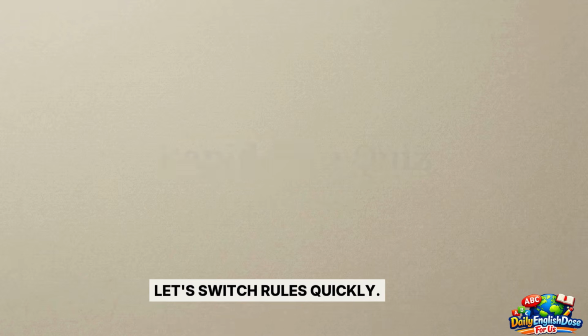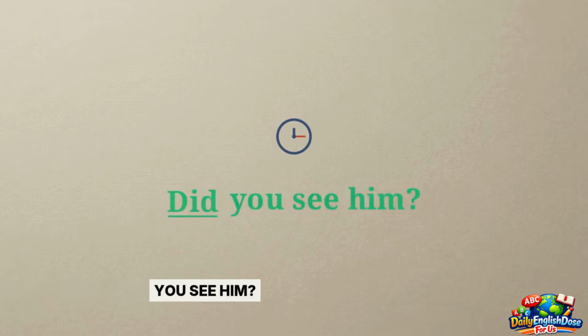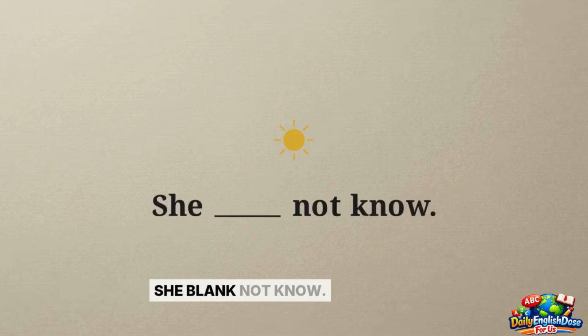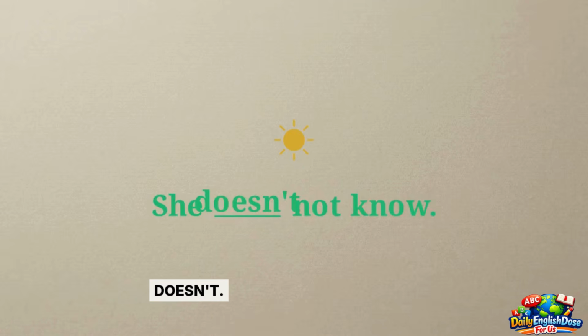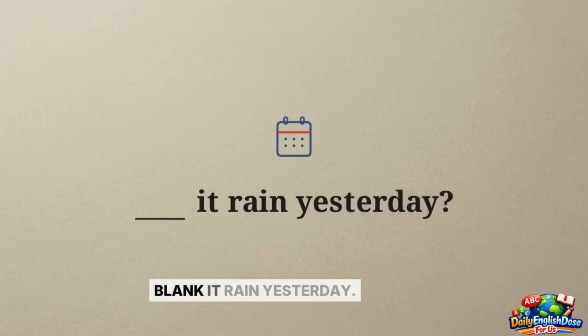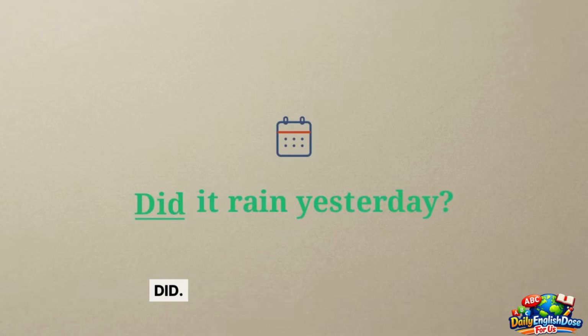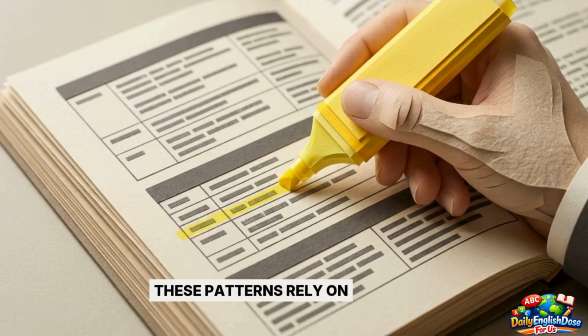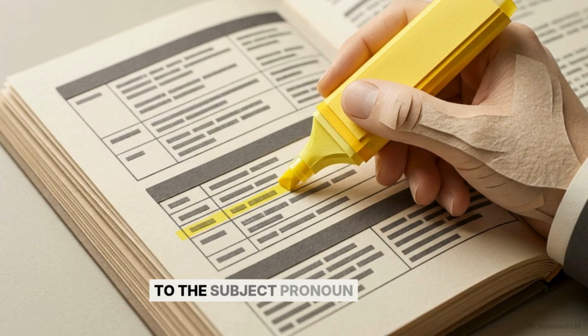Let's switch rules quickly. Blank, you see him? Did. She blank not know. Doesn't. We blank work here. Do. Blank it rain yesterday? Did. These patterns rely on two consistent mechanics: matching the helper verb to the subject pronoun and keeping the main action verb in its base form.